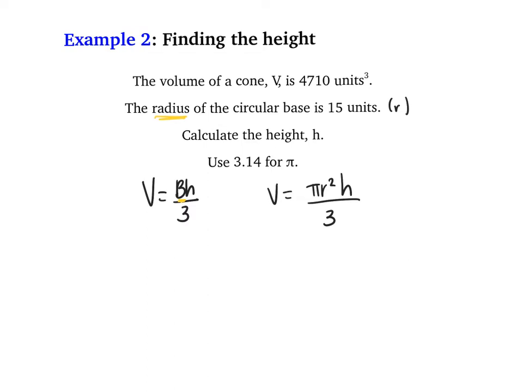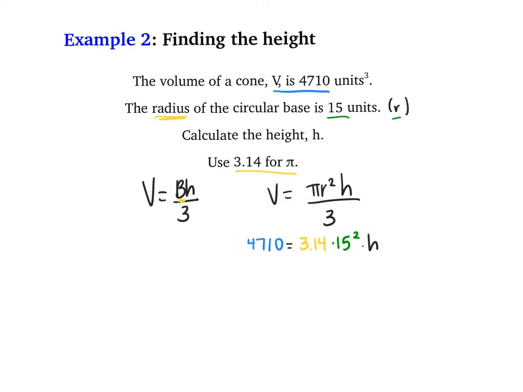Just like the last problem, once I get to this step, I'm now going to plug in what I know. In for V, I'm going to put 4,710. In for pi, I'm going to put 3.14. In for the radius, I'm going to put 15.